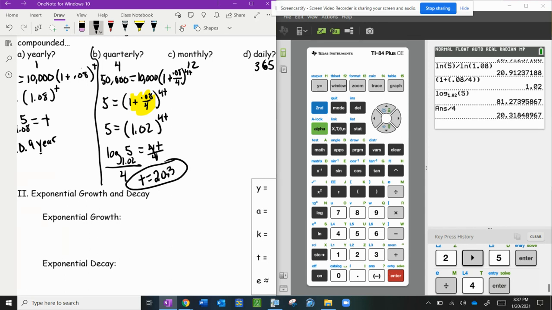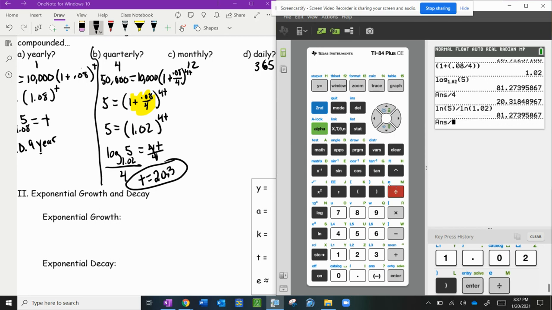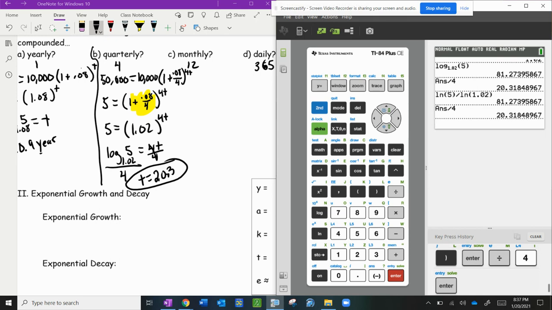Okay. Conversely, if I didn't have the updated software, I could have used natural log. That's a common one used. And I could say the natural log of 5 divided by the natural log of whatever the base of the other log is that I want, because I don't have that in my calculator. Plug that in, hit enter, and then divide it by 4, and you'll see I get the exact same thing.